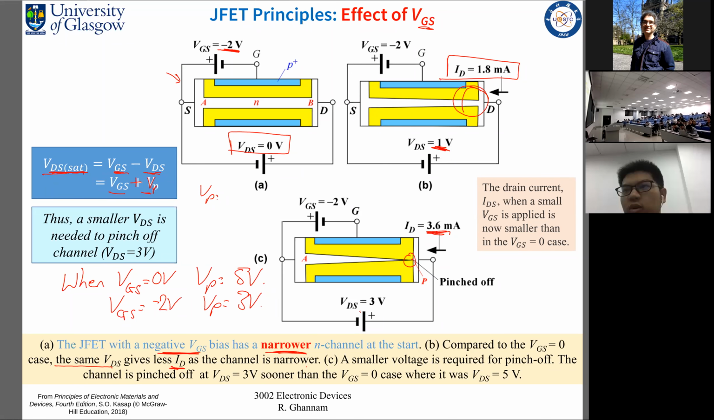So in this case, a smaller voltage is required for pinch off. Instead of pinch off taking place at 5 volts, now pinch off occurs at a much smaller voltage, only 3 volts. So the channel is pinched off at VDS equal to 3 volts, which is sooner than the case when VGS is equal to 0. Not only that, but the drain current at VDS SAT, or the drain current at pinch off, is much smaller. It's 3.6 milliamps instead of the previous example when it was 10 milliamps.